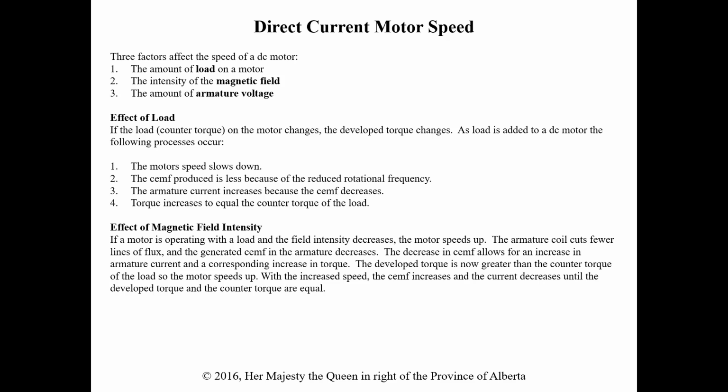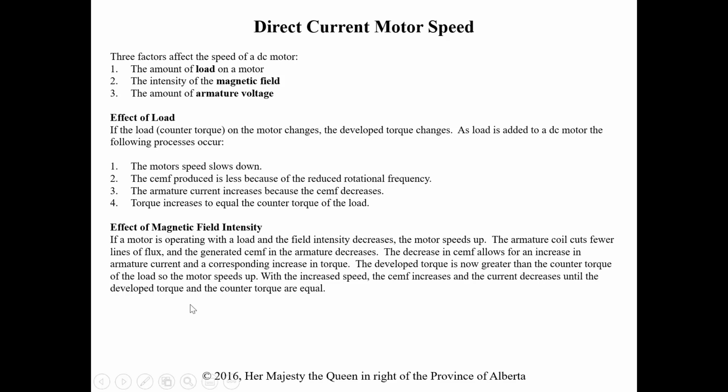As it slows down, the CEMF is less because we've reduced the rotational frequency, so we're not cutting as many lines anymore. The armature current now increases because CEMF decreases, and CEMF limits armature current. Then the torque increases because armature current increases, and they're directly proportional. So the torque increases to equal the counter torque of the load. Basically, the developed torque is trying to match the load torque so that it can still do its job, again at a reduced speed.